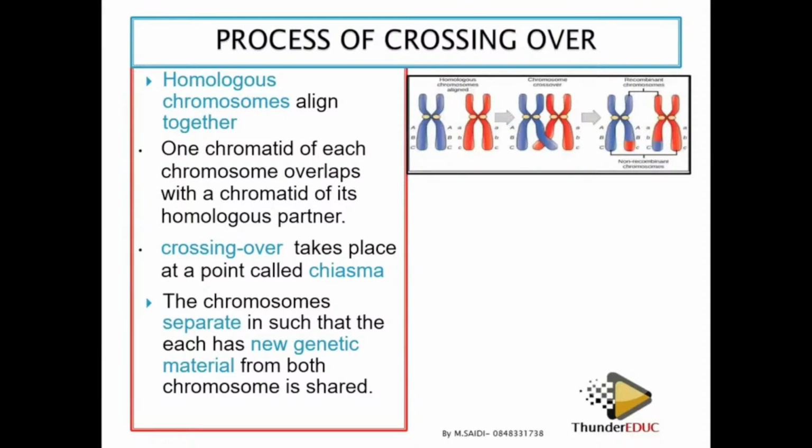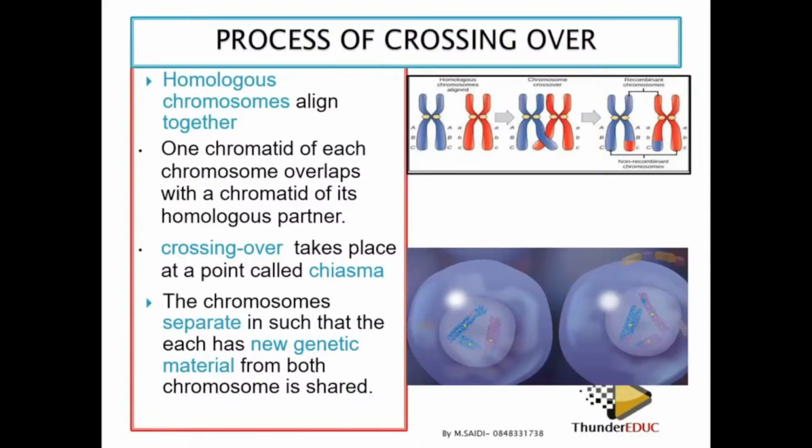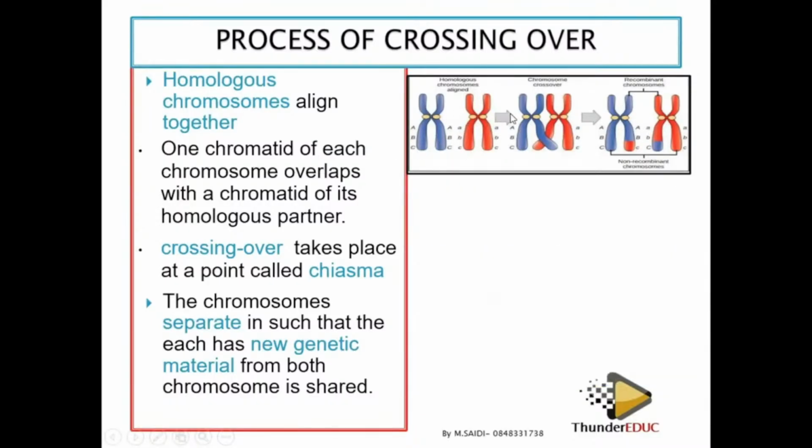All right, let's continue with the process of crossing over. These differences are brought about by crossing over. Imagine a father producing over 100 million sperm in a single ejaculation, and each sperm is different from the others. What made them different from each other is the process of crossing over, because it forms different combinations of chromosomes. So we have one homologous chromosome and another homologous chromosome. They come together and overlap. The homologous chromatids overlap at a point called chiasma.